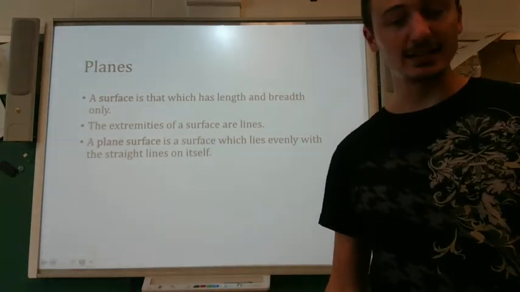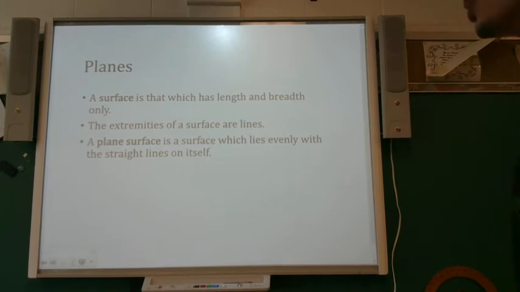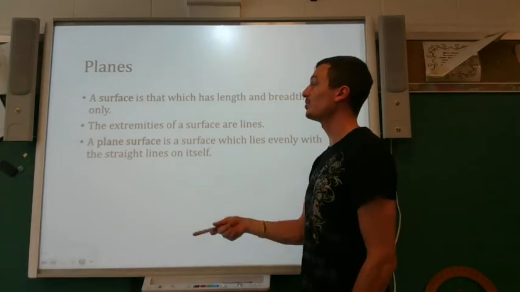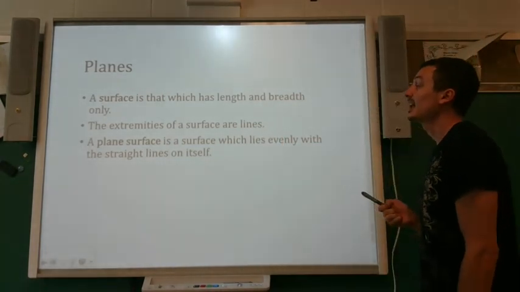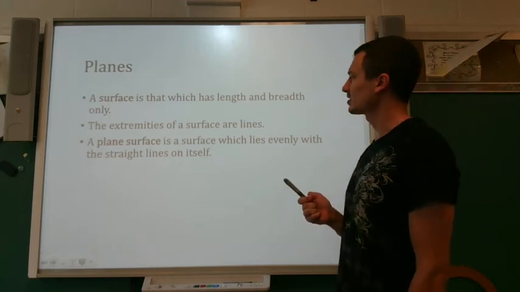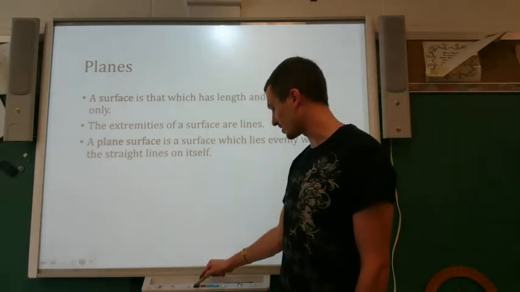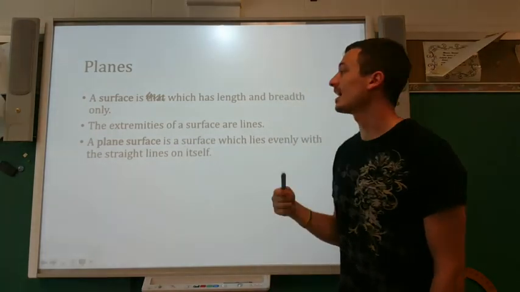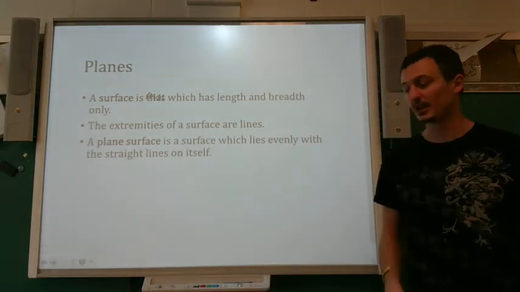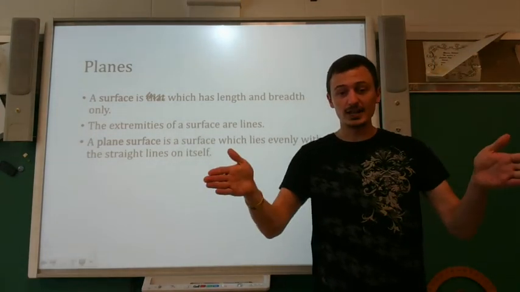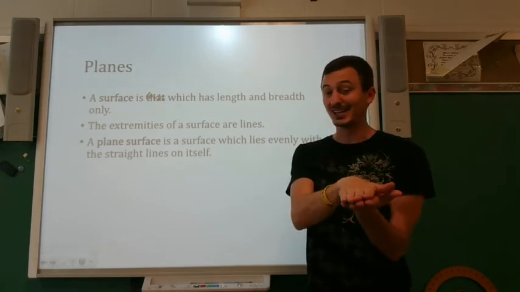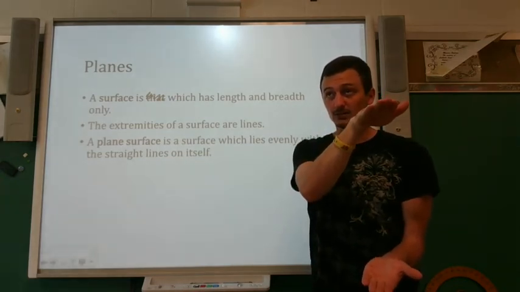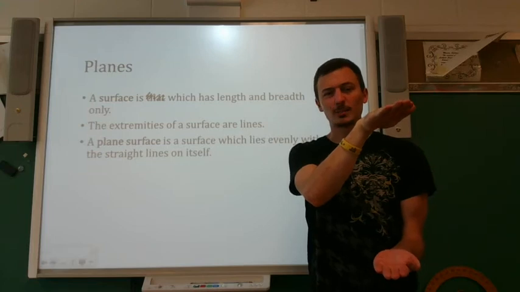Planes. So planes are defined by Euclid. A plane is a surface which has length and breadth only. Meaning, it goes this way and it goes this way, but it does not go this way. That's space. We're not going to talk about space.